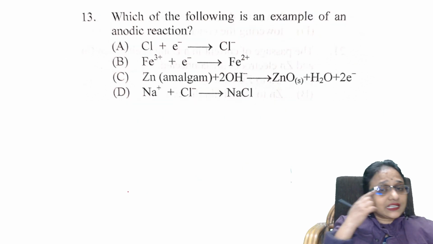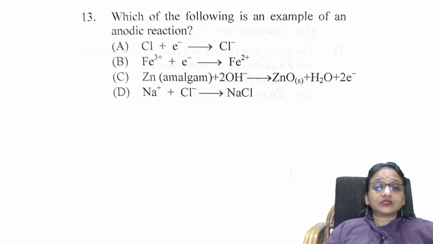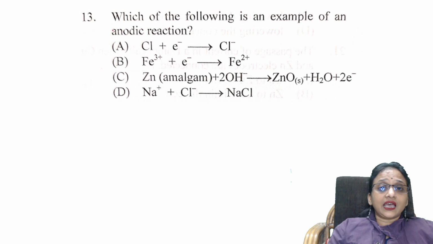Which of the following is an example of an anodic reaction? Okay. Anodic reaction. Again same. In an anodic reaction, oxidation should happen. Loss of electrons should happen. Okay, let us see.